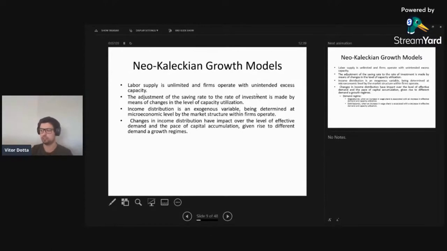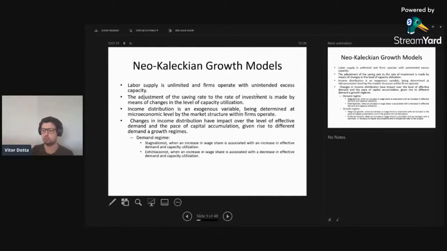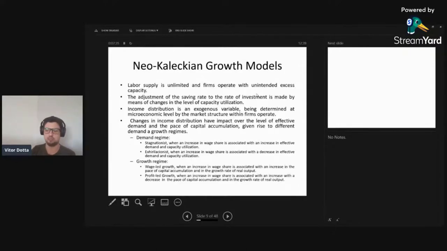Changes in income distribution have an impact over the effective demand and the pace of accumulation, giving rise to different demand growth regimes, which are the stagnationist, where an increase in the wage share is associated with an increase in effective demand and also in capacity utilization, and the exhilarationist, when the increase in the wage share is associated with a decrease in effective demand and capacity utilization. This makes space for two different growth regimes, which are the wage-led growth and the profit-led growth.